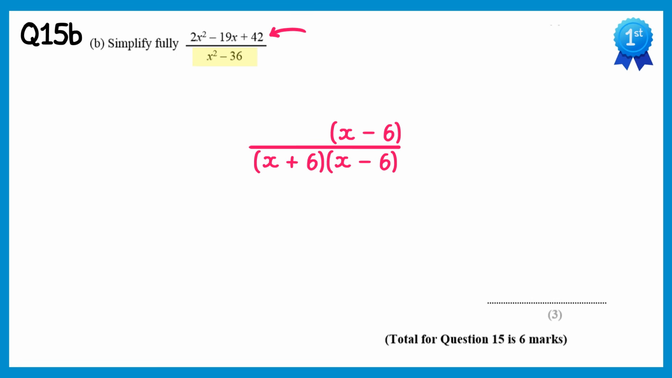Since we need to times x by something to get to x squared, we can expect the other bracket to contain 2x, and since we need to get a plus 42 at the end, and we've already got a negative 6, you'd expect a negative 7. So it turns out it's 2x minus 7. If you ever want to check this, you can just expand it to make sure it works. We can now cancel out the common factors on both top and bottom, and we're left with our answer, 2x minus 7 over x plus 6.